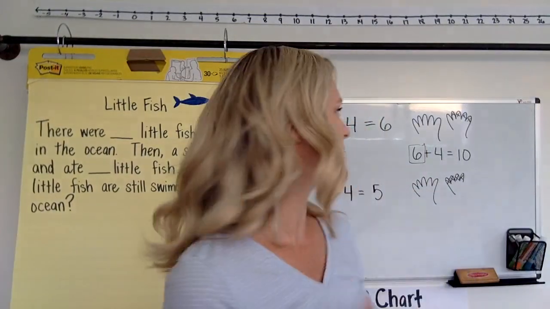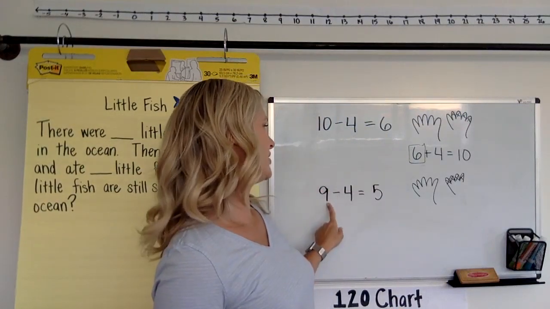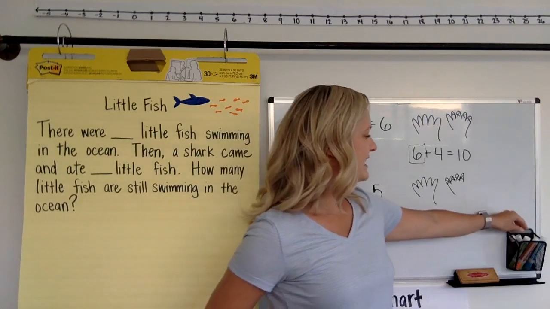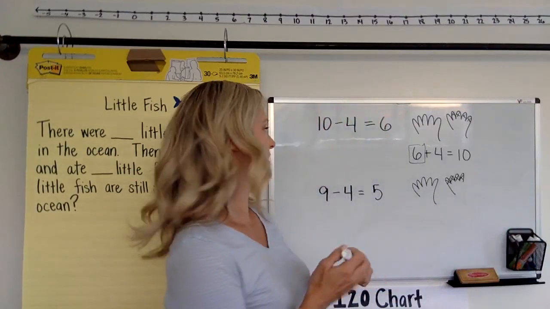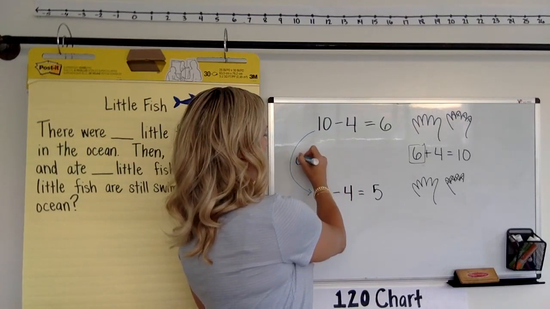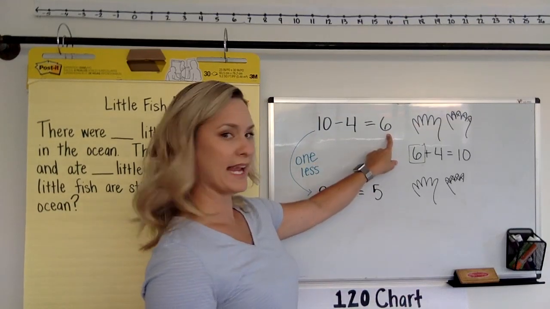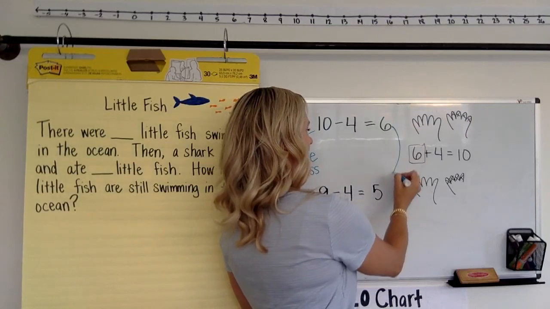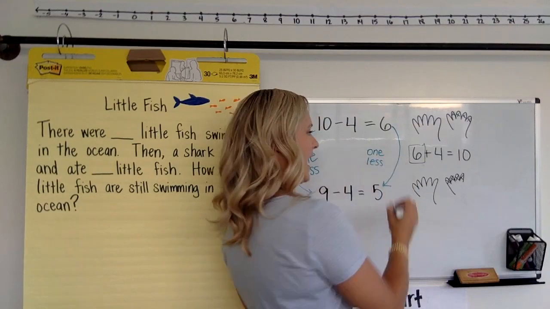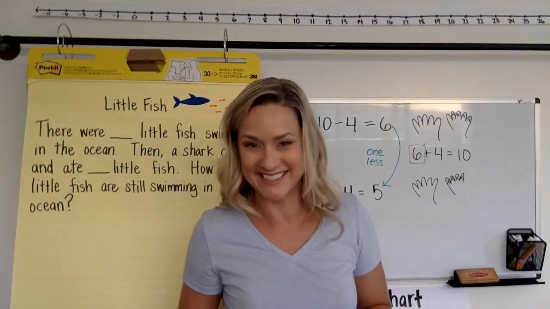I wonder if some of you did this. I knew 10 minus 4 was 6. So I knew 9 minus 4 would be 5. Did anyone see that? Maybe you knew 9 was just 1 less than 10. So the answer has to be 1 less. I wonder if any of you did that. Maybe you did. Tell me in the comments, did I get one of your strategies?